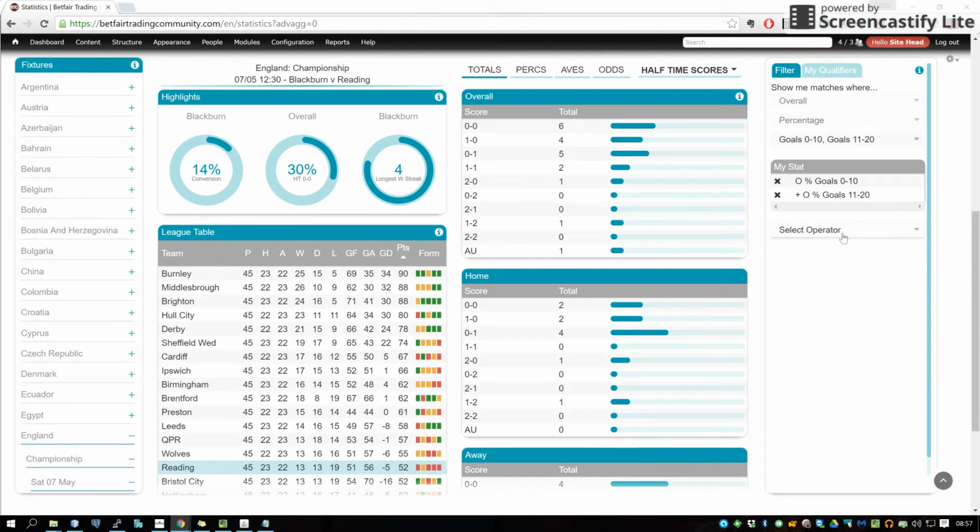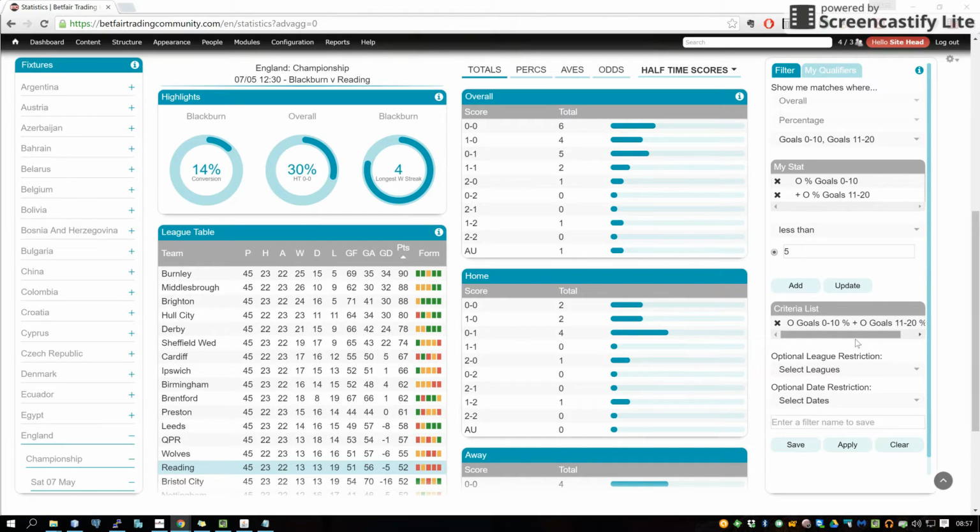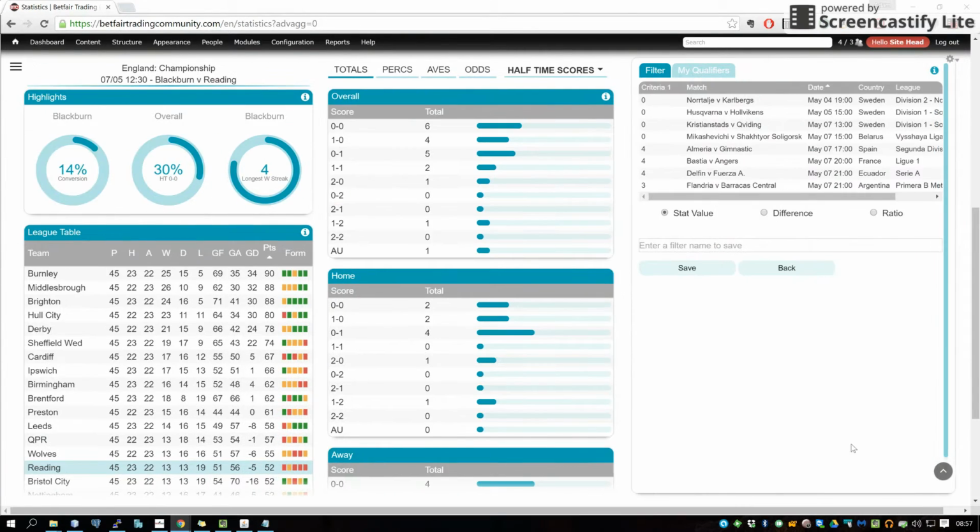Now we've just said that we want the lowest percentage, but we haven't really got a specific figure in mind at this stage. We'll just put 5% in there, we'll go really low. I'm sure we'll get at least a few qualifiers, so I'll click add, and that's the only filter we're going to look at this stage, so let's apply it and see what happens.